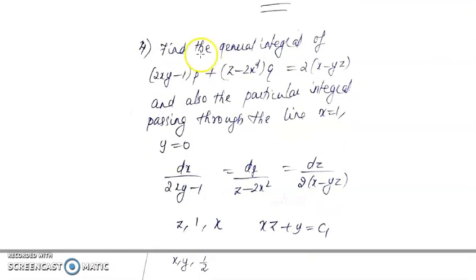Now the second question is: find the general integral of (2xy minus 1) p plus (z minus 2x square) q equal to 2 (x minus yz), and also the particular integral passing through the line x equal to 1 and y equal to 0.